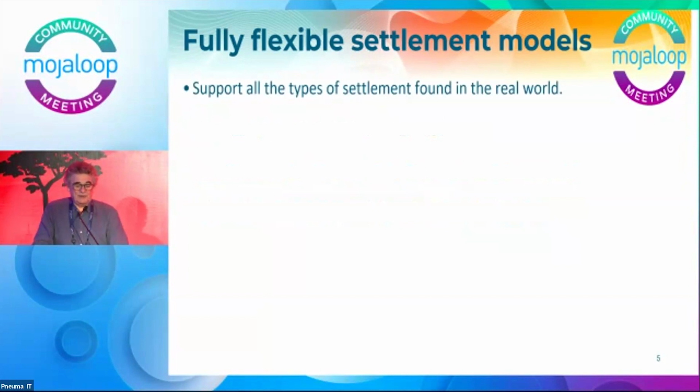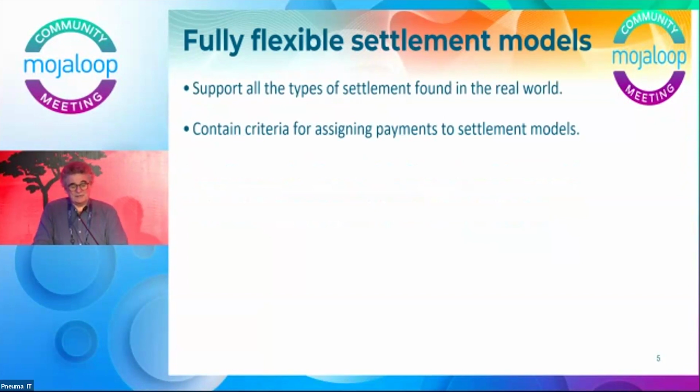So, fully flexible settlement models mean supporting all the types of settlement that we find in the real world. It means the settlement model contains criteria for assigning payments to settlement models. That is to say, there should be rules in the settlement model that enable a system administrator to say, I want to settle transactions with these characteristics using this settlement model.